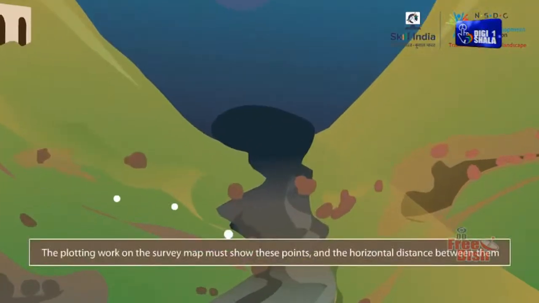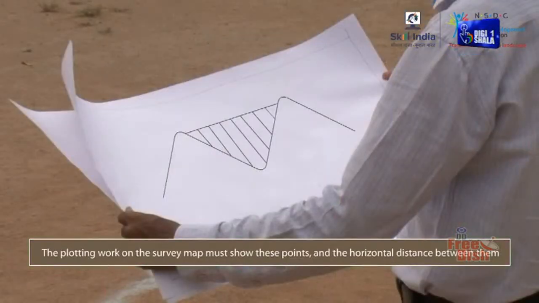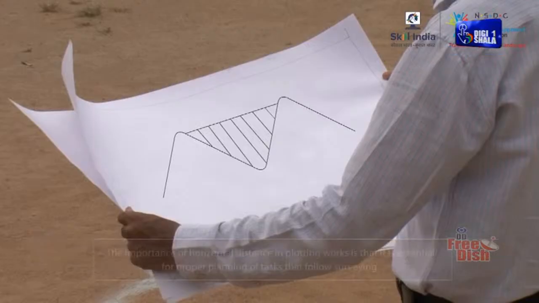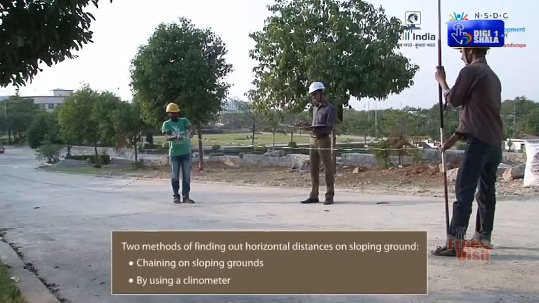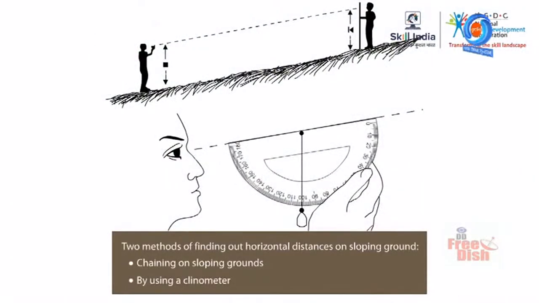So, before beginning the construction of the pillars, a survey of the hills and their slopes must be completed. The survey map must contain the plotting work of the horizontal distances on the slopes, according to which the pillars for the bridge must be spaced. Now, there are two methods of finding out the horizontal distance on sloping grounds. The first is by chaining on sloping grounds, and the second is by using a clinometer.